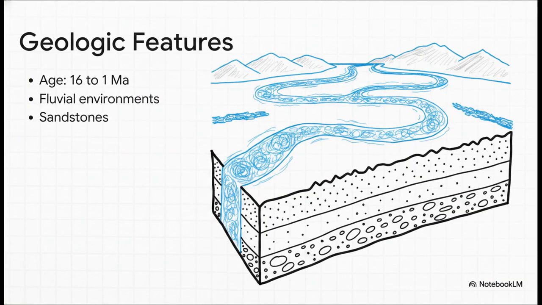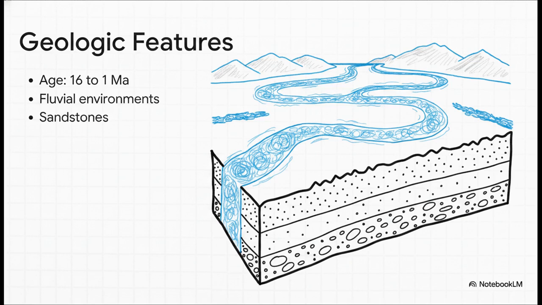So what's actually inside this massive geographical footprint? Well, let's get into the hard data. The age of the rocks here ranges from the Miocene to the Pleistocene epoch. Again, that's roughly 16 to 1 million years ago. The depositional environment is entirely fluvial, which is a fancy way of saying river-based. This whole area was defined by sprawling braided rivers and vast alluvial plains.